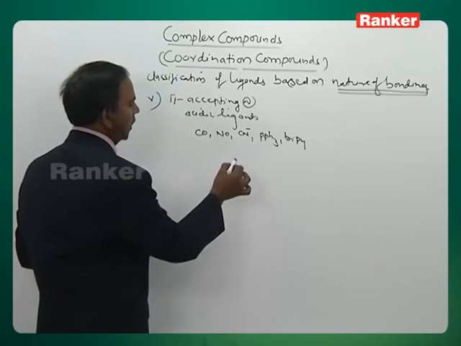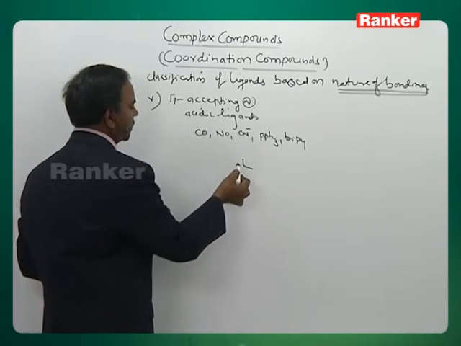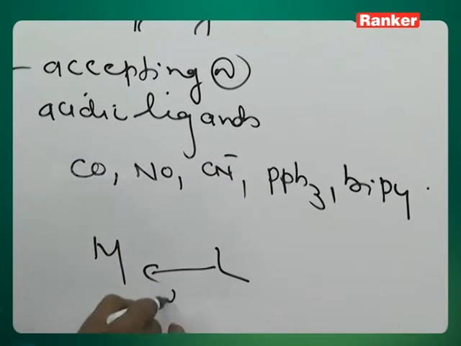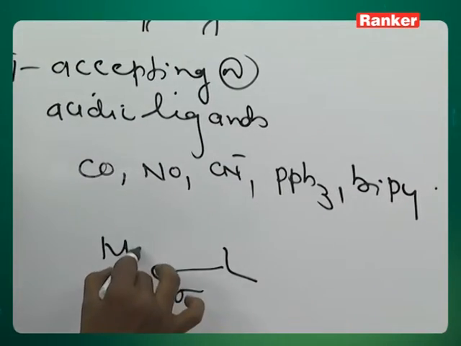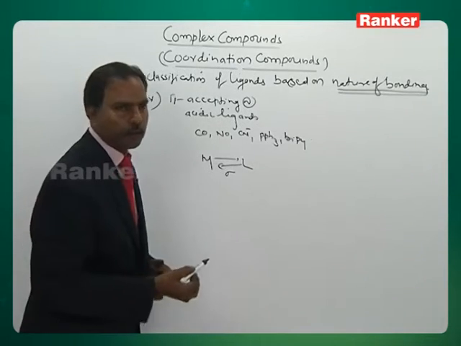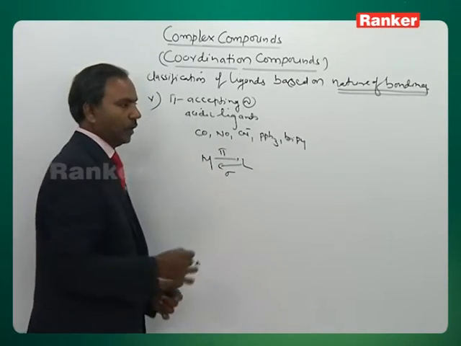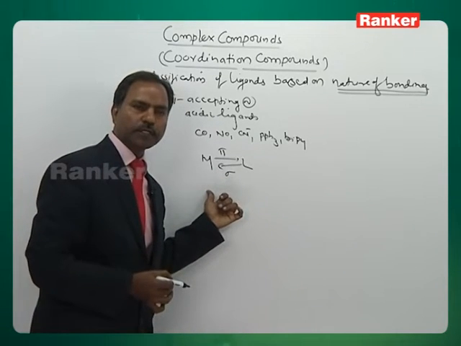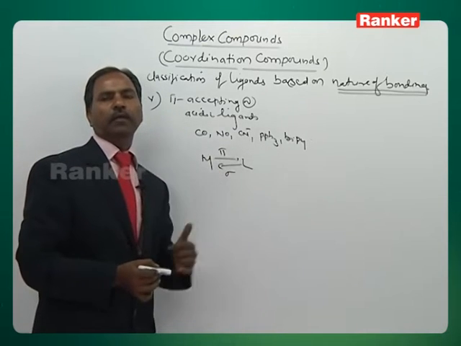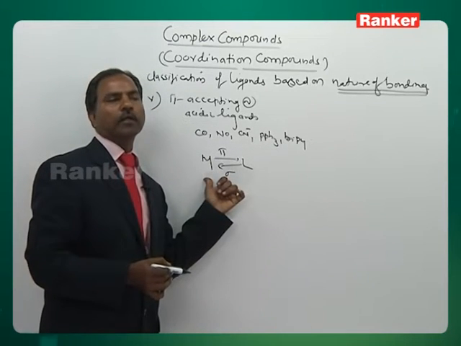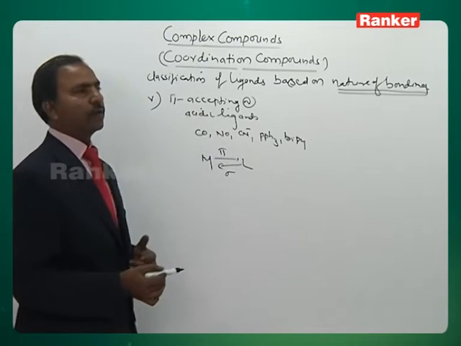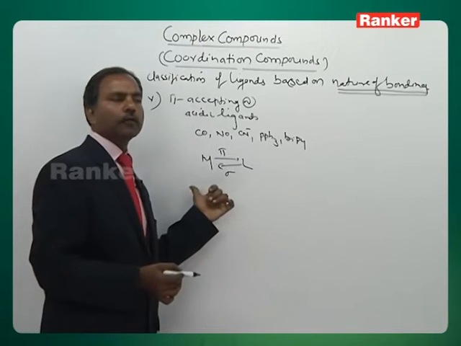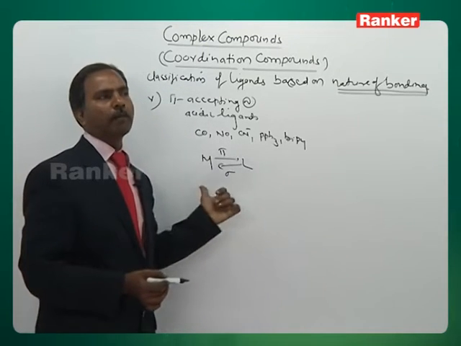Look here, suppose a model I am showing. First this ligand is donating a pair, resulting in the formation of a sigma bond. Again, from the metal it accepts a pair of electrons, resulting in the formation of a pi bond. See how it is: first it donates a pair of electrons, forming a sigma bond, then it accepts a pair of electrons, forming a pi bond. Therefore this ligand is called a pi accepting or acidic ligand.